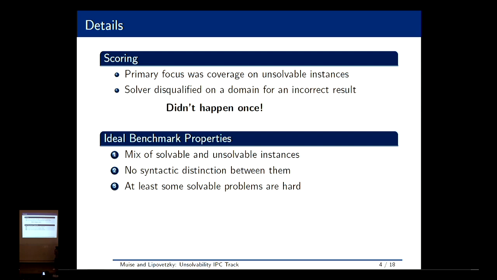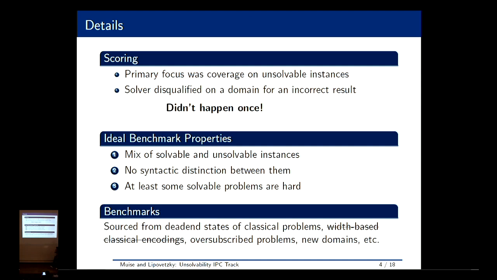The ideal benchmark for us, again, is a mix of solvable and unsolvable instances. No syntactic distinction between them. You don't want to be able to just look at the PDDL and say, yeah, this has got way too many objects, it's definitely unsolvable. And at least some of the solvable problems should be hard, right? You don't want somebody to just run a solvable planner and then time out and say, yeah, nothing here. So the benchmarks were sourced from dead-end states of classical problems, oversubscribed problems, new domains, etc., and we'll describe all of them in just a sec.